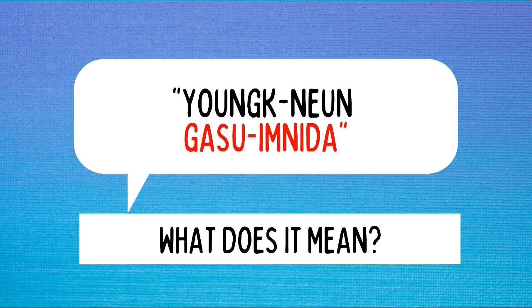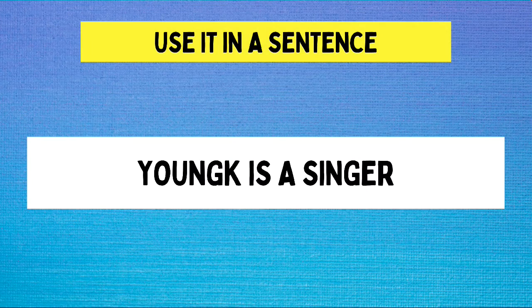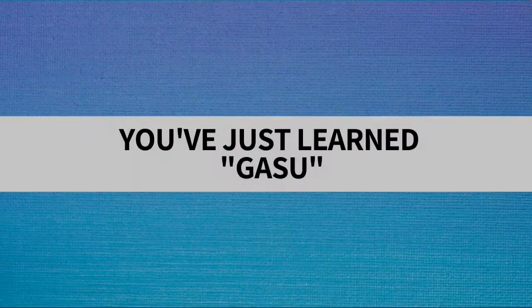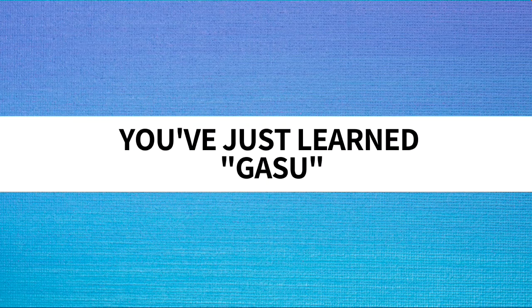So looking back to this, which is flashed at the beginning of our sentence, we already know by now that the meaning of the sentence Young K는 가수입니다 is simply Young K is a singer. And with that, you've just learned GASU.